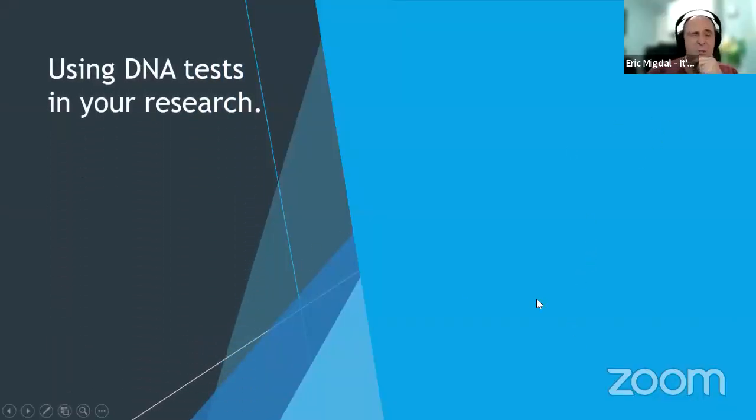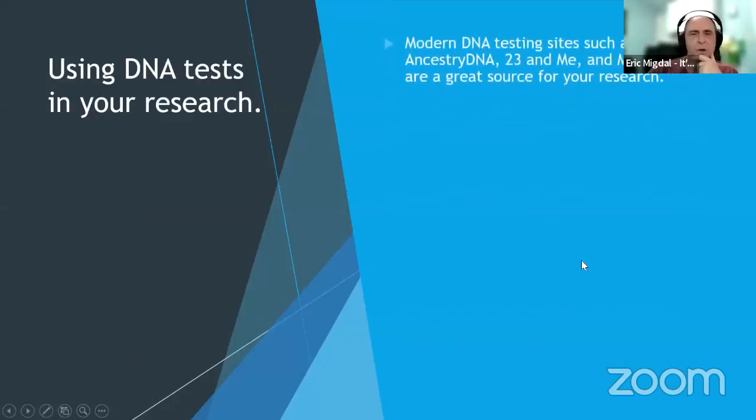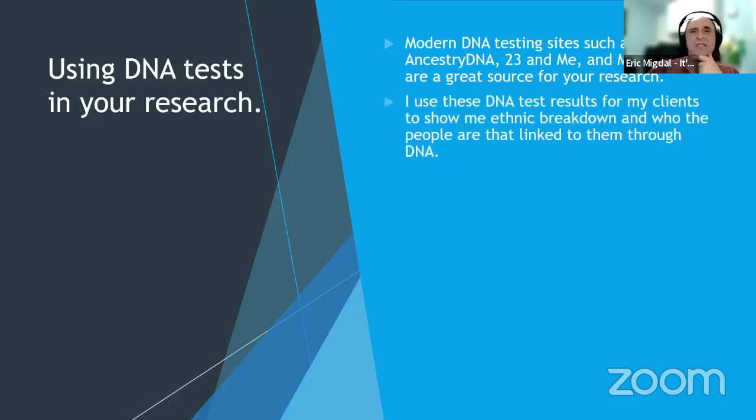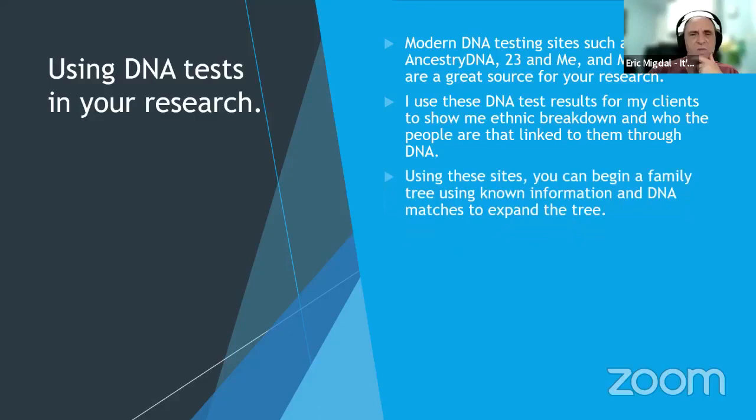So build those family trees first, then do your research. Then DNA test if you feel you wish to do so. Modern DNA testing sites such as Ancestry, 23andMe, and MyHeritage are a great source for your research. I use these DNA test results for my clients to show me ethnic breakdown and who the people are that are linked to them through their DNA. Using these sites, you can begin a family tree using known information and DNA matches to expand the family tree.